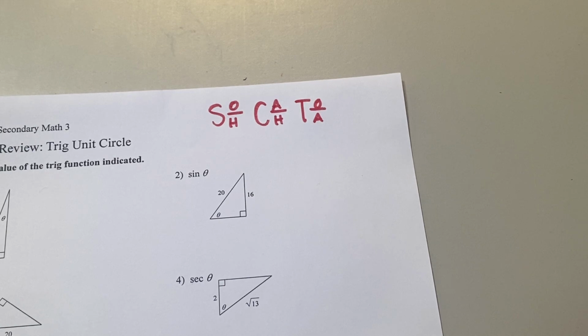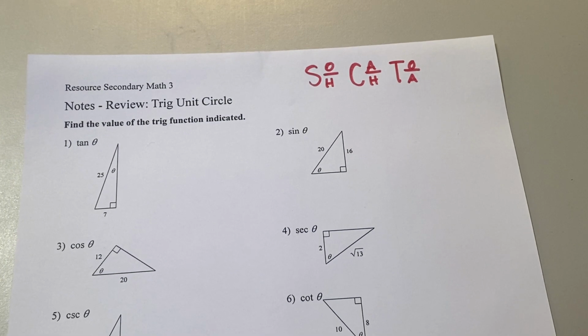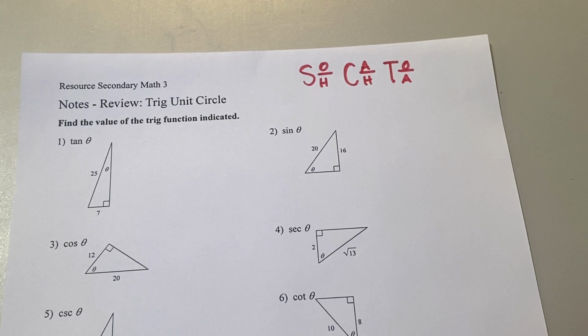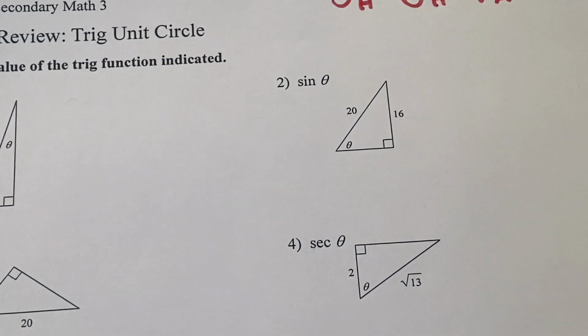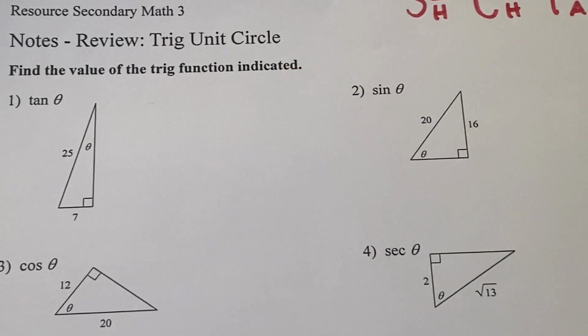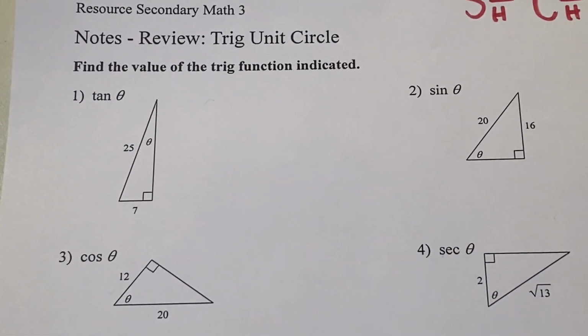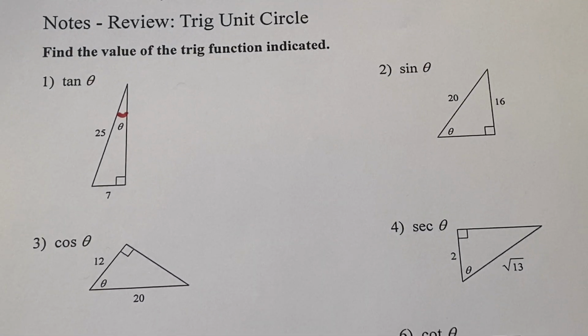Alrighty, so we're going to need those 3 original functions. For numbers 1 through 6, those are going to help us. For numbers 1 through 3, these are just our originals. For number 1, what are we trying to find? What function are we talking about? Sine, cosine, or tangent? Tangent, good job. So we need to find the tangent of theta, which means we're standing at theta.